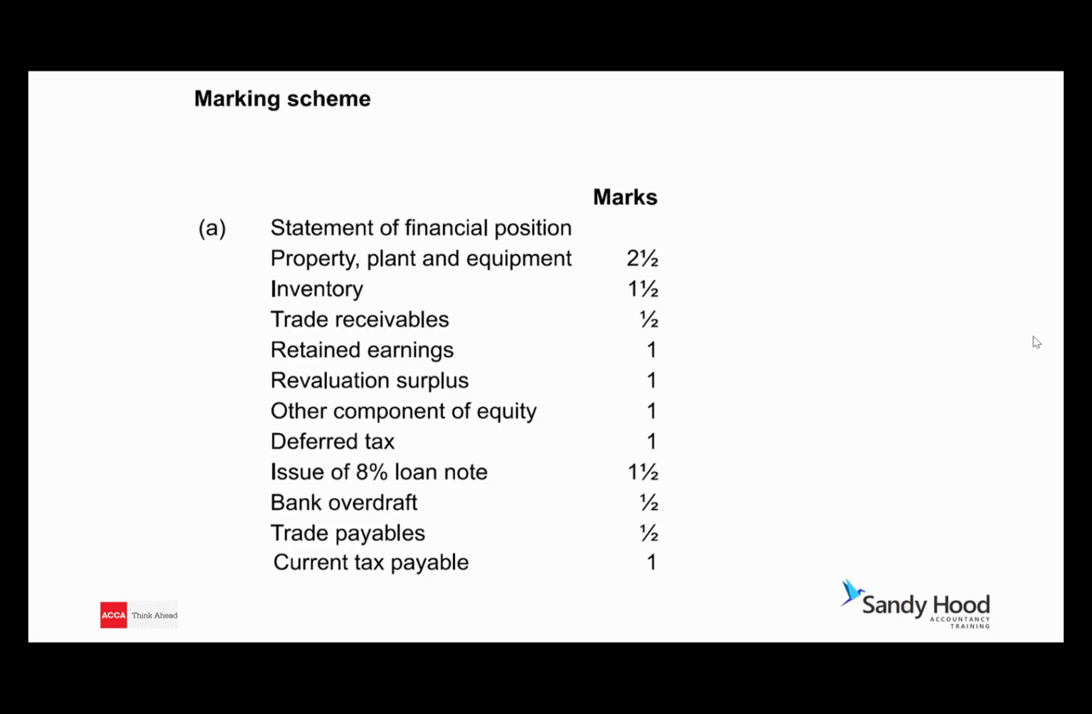Deferred tax gets a whole mark, mainly because we've had to add in the aspect that's come in from the revaluation of the building, but also we've recognised that there's been an increase which has come about because we've got a difference, and so that's come from the current tax. Bank overdraft is a copying, as is the trade payables. Current tax payable, again, a little calculation.